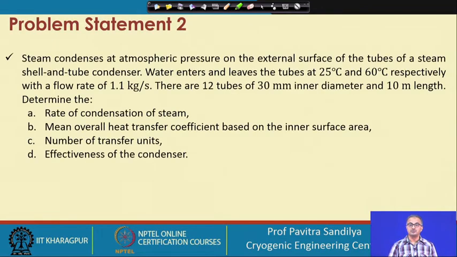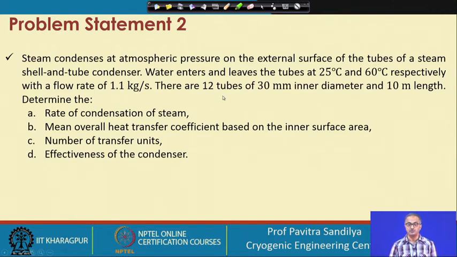Okay. So this is how we learned how to find out the surface area for heat transfer for different types of configurations. Next we come to another problem. In this problem we have steam condensing at atmospheric pressure on an external surface of tubes of a shell and tube condenser. Water enters and leaves the tubes at 25 degree centigrade and 60 degree centigrade respectively, and the flow rate of water is 1.1 kg per second.